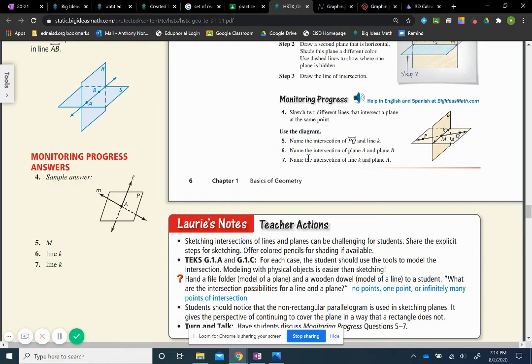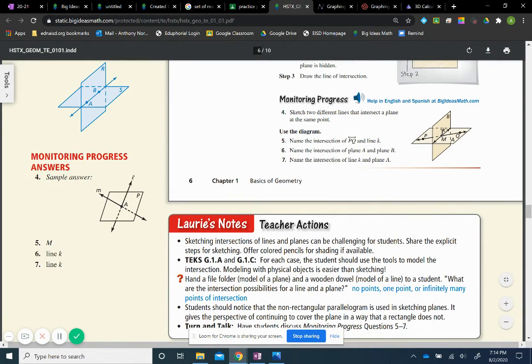So here's an example answer for 4. So two lines that intersect a plane at the same point. Boom, boom, they cross. The answer to 5 is M, right here. Answer 6 is line K, because the intersection of plane A and plane B is line K, and the intersection of line K and plane A is line K, as discussed earlier.